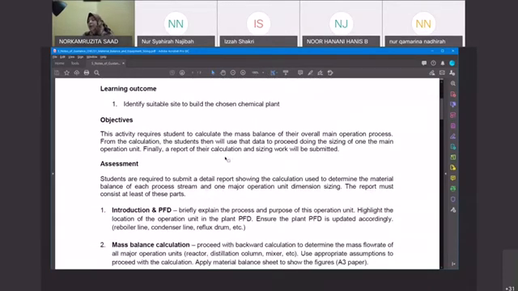The objective is to make sure that you can calculate the mass balance or material balance of the overall main operation process. The material balance is only for the equipment that you have chosen for your P and ID diagram. From the calculation, students will then use the data to proceed with the sizing of the main operation unit. I will explain about this. Finally, the report of your calculation and sizing will be submitted. That is one thing that you should know.